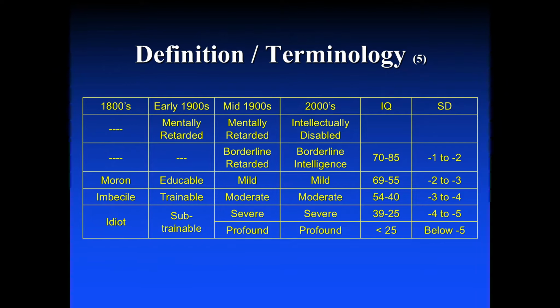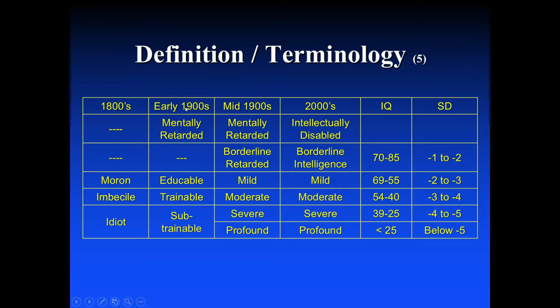This rather busy table is meant to summarize the terminology that we've been living with for the past couple of hundred years. In the 1800s, there was actually no such thing as IQ testing as we know it today. That was developed in the late 1890s, early 1910s, in the run-up to World War I. And the terms in use in those days, and they were not terms of derision, they were meant as descriptive terms, were moron, imbecile, and idiot.